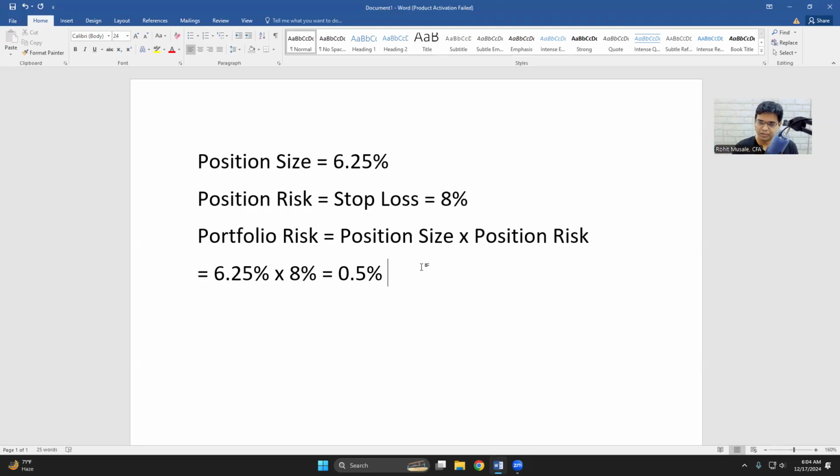Sounds very simple, but you can play around with your position size and position risk to manage your overall portfolio risk. So in my previous video, I mentioned that if you want to double this position, okay, want to make it 12.5%, make this 4%. Your portfolio risk will not change. Isn't that a fantastic concept?